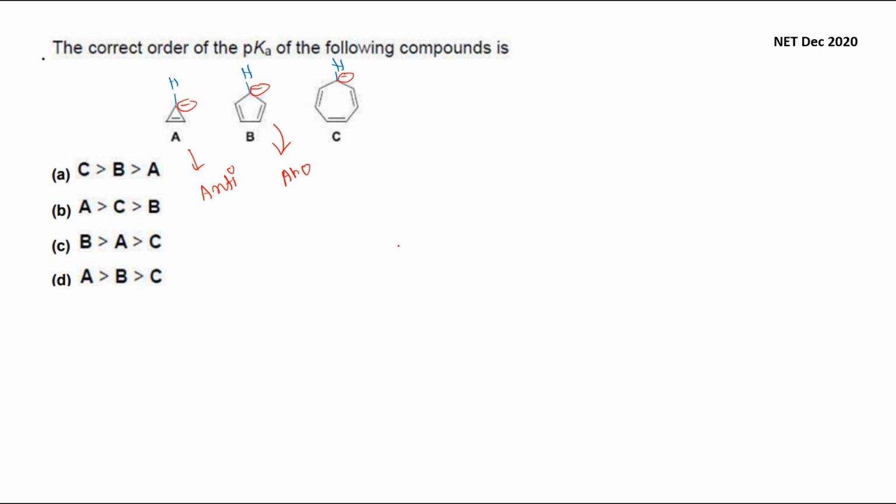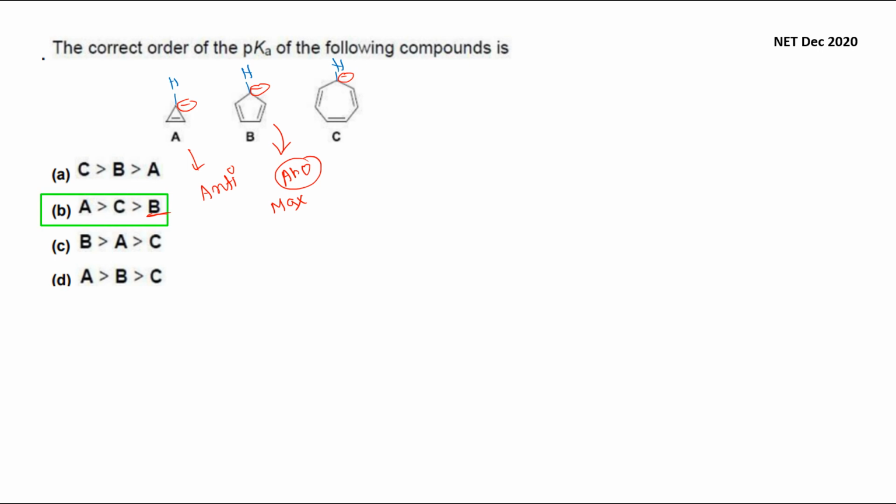But even if you have confusion between A and C, one thing we are sure that B will be more stable after this negative charge generation because it is aromatic. That means it will be maximum acidic, and maximum acidic means minimum pK. So B should be at the minimum position. That means this option should be right. So if we are sure about it, then also we can choose the correct option. So this is the correct option.